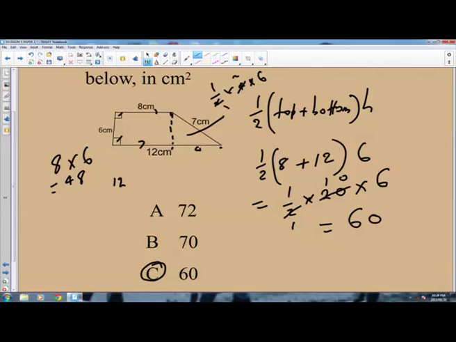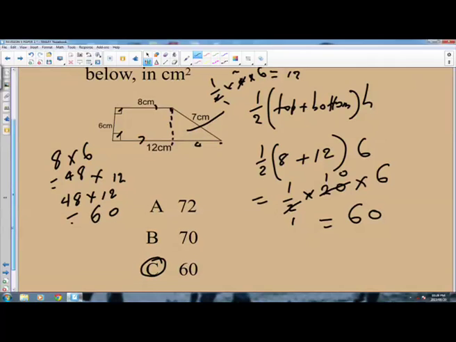And then what about the area of the triangle? It's half times 4 times 6. And then what is half times 4 times 6? This gives us 12. So what we are simply saying is the area of this shape will be 48 plus 12. And then what is 48 plus 12? This will give us 60.